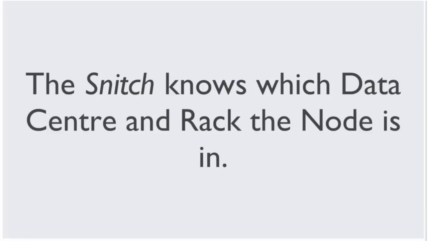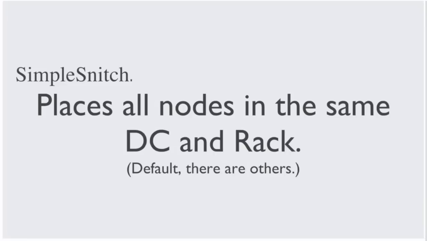So we want to understand what data center a node is in, and also what rack a node is in, because the network topology strategy has some smarts in there about rack affinity. So we have a simple snitch, and again, the idea of a simple snitch is to do things as simply as possible, and it places all the nodes into the same data center and the rack.